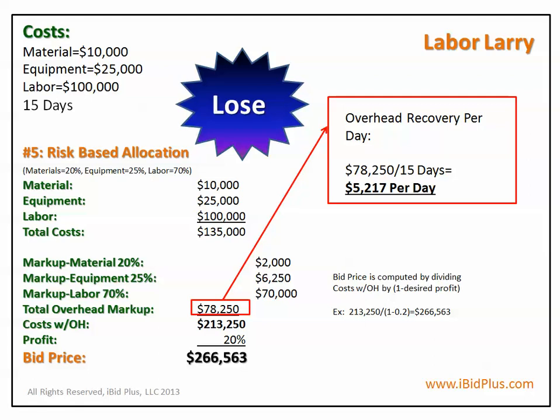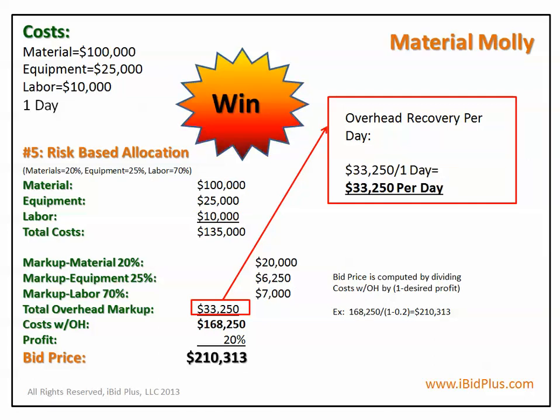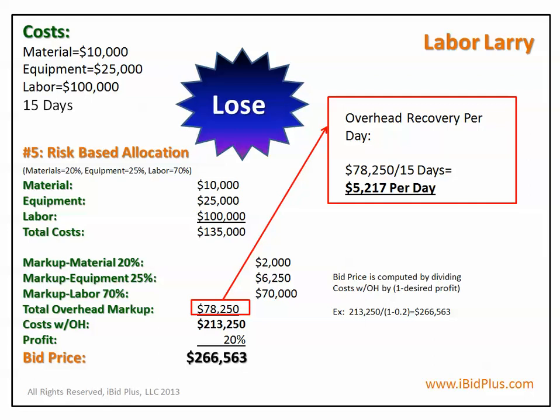So the question remains, which job does your firm want? What kind of jobs do you want to fill your schedule with? The Material Molly job at $33,000 a day in overhead recovery? Or Labor Larry at $5,000 per day in overhead recovery? Understanding this important concept is crucial to ensure profitability and success in the landscape industry.